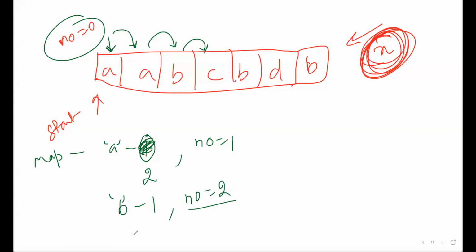After that, you'll go to C. The same thing happens. Frequency is 1, so the number of distinct characters is also updated. After that, you get to B again. So B's frequency is updated, but there is no update in the distinct character count, which is the number.